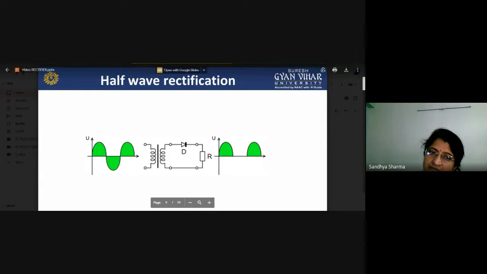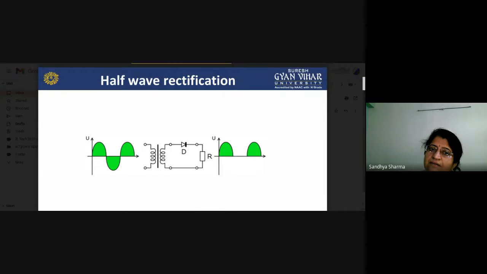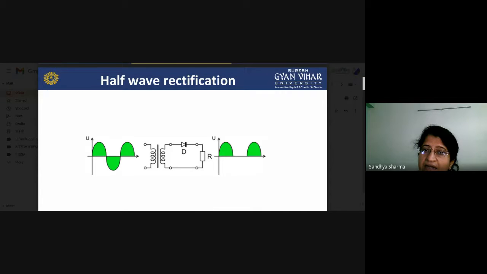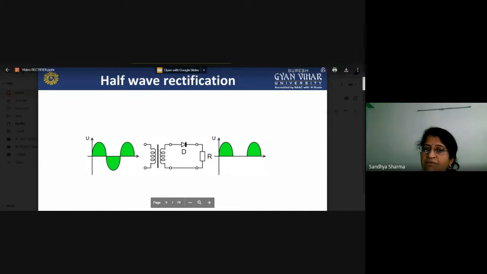But when negative half cycles occur, in the secondary winding the upper part will be negative and the lower part will be positive, so in the opposite direction. So now what will happen, the diode will be reverse biased and you will not receive any signal at the output. So we can't receive any signal across the load. Only when the positive half cycles occur we will receive the output across the RL.